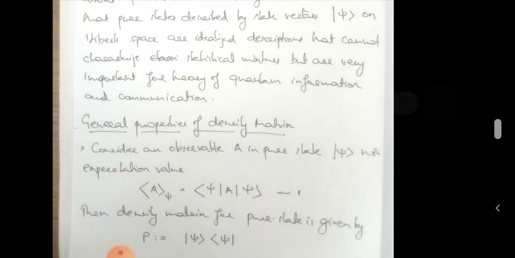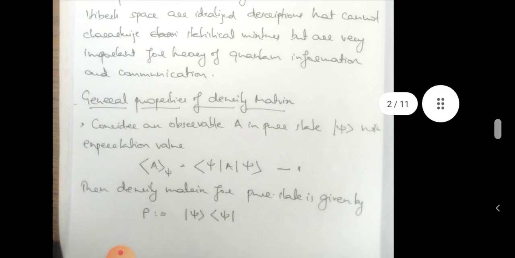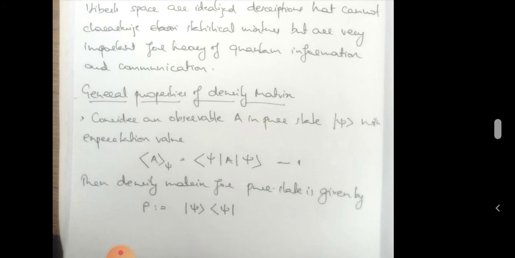So consider an observable A, where A in the pure state psi has the expectation value given by the expectation value of A in psi, equal to the product of states and A. So by definition, a density matrix for a pure state psi is given by rho, which is equal to the product of psi, that is the pure state.